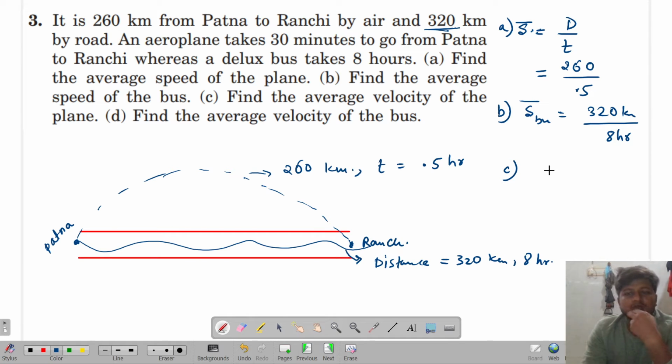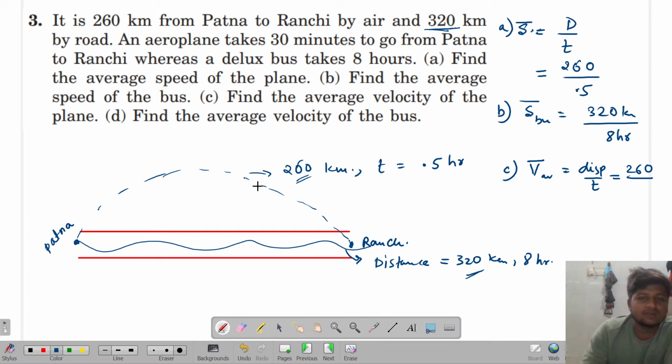So average velocity of plane will be easy to calculate. What that will be? Yasmin, do not tell the answer. V average will be how much? Displacement by time or not? Tell me yes or no. So you try to understand, longer distance is how much? 320 kilometer. Displacement is going to be how much? 260 kilometer, because the particle is traveling from this air. So displacement is again 260 kilometer. Time is taking how much? 0.5 hours. So V average for the plane remains same as the speed. And that is going to be 260 by 0.5 kilometers per hour.